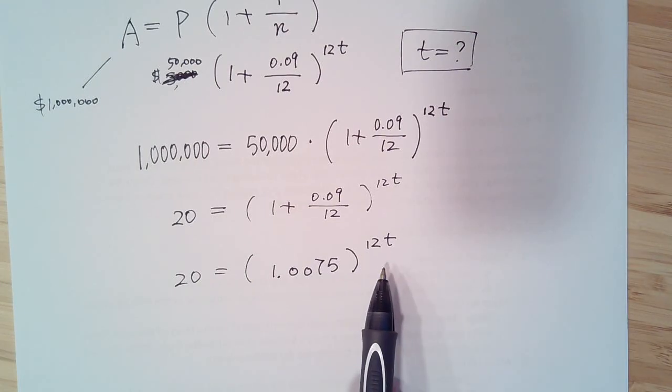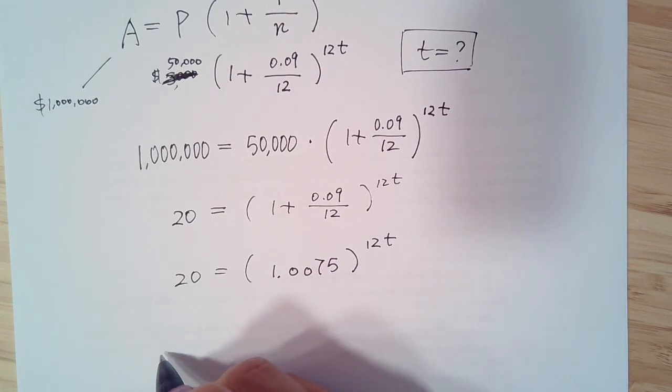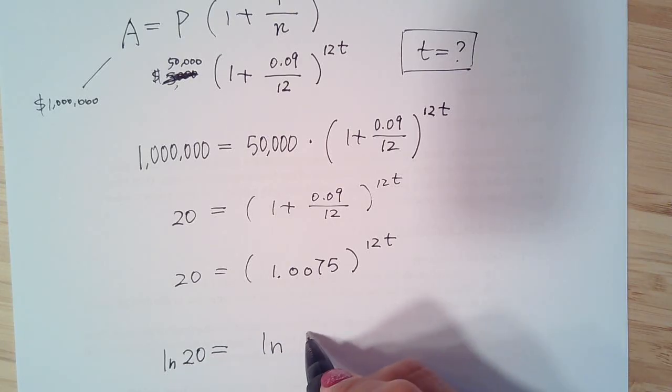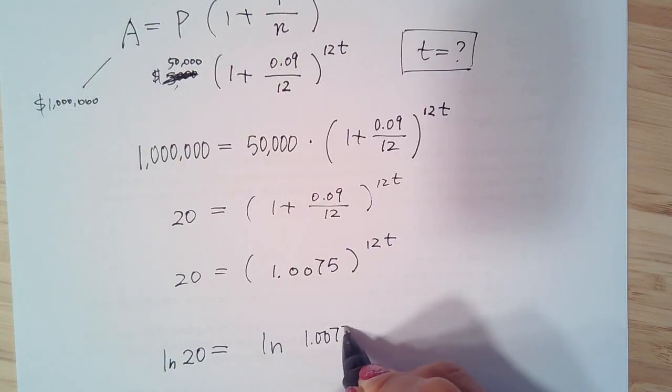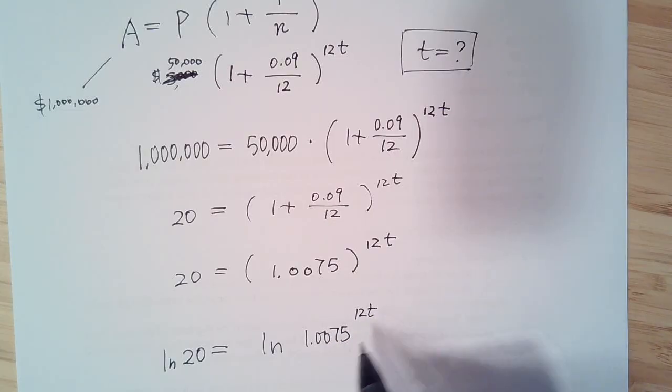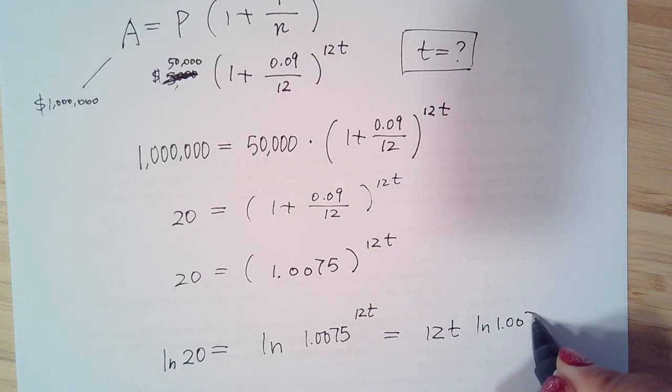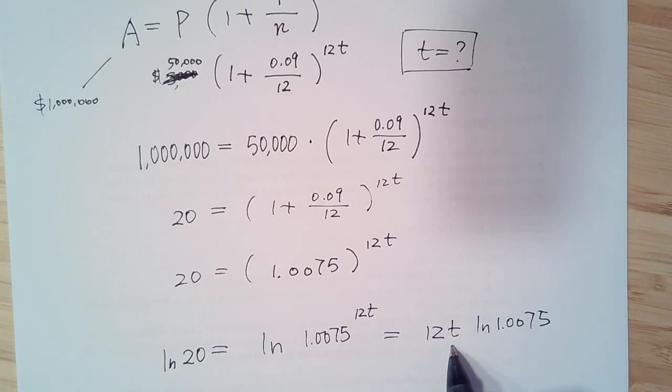So how do you solve it? I take the natural log. So the natural log of 20 will be the natural log of 1.0075 to the power of 12t. And the good thing is, the power goes to the front: 12t times ln 1.0075. You're looking for t, isn't it? But those are the coefficients. You just need to divide by 12 and ln 1.0075, and you get t. So your t is going to be this.